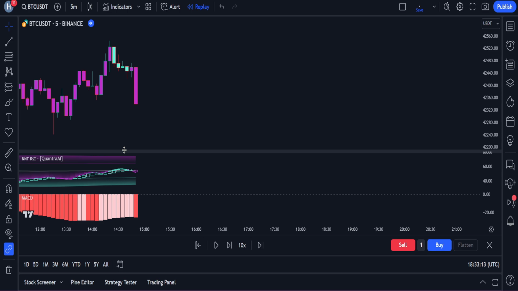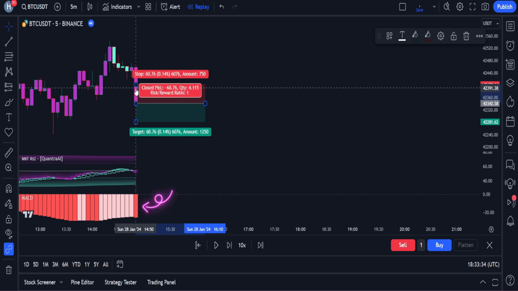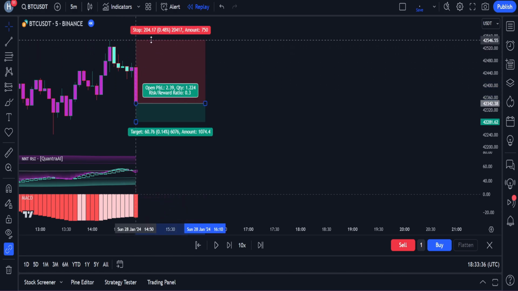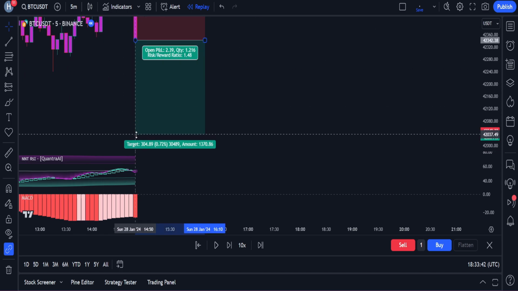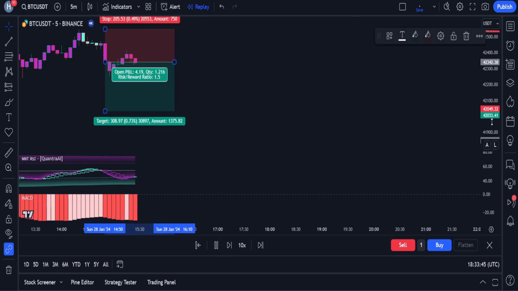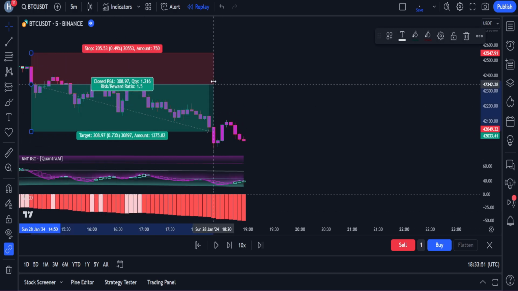Now let's go through the rules for opening a sell trade using this strategy. The rules for entering a sell trade are exactly opposite to the rules for a buy trade. We will wait for the green-colored candles of the neural network RSI indicator to change their color to purple. So this is considered a sell signal. And to confirm this signal, the MACD indicator should be red in color, which indicates that the market is in a downtrend. So we can open a sell trade here. After the position is opened, we will set our take profit target at 1.5, and the stop loss will be set at the recent swing high. As you can see, this strategy is pretty simple.